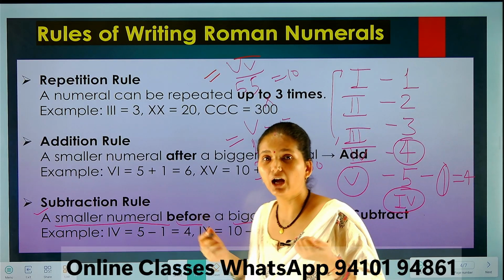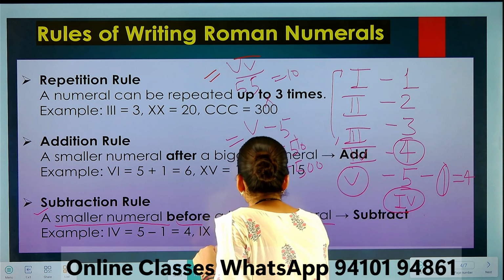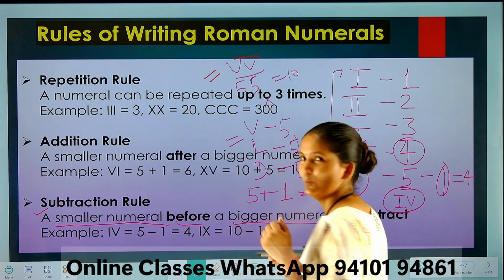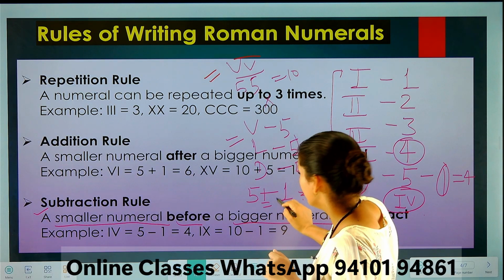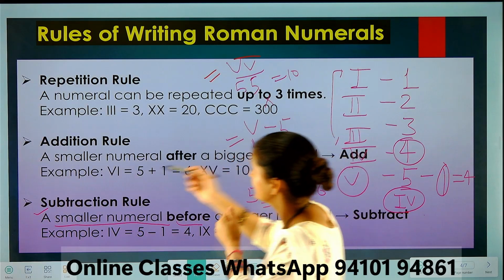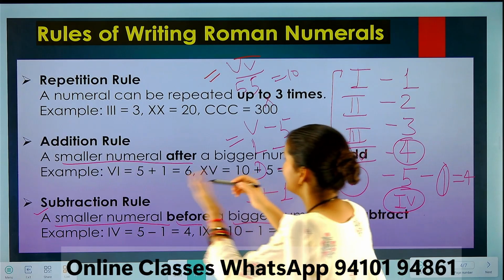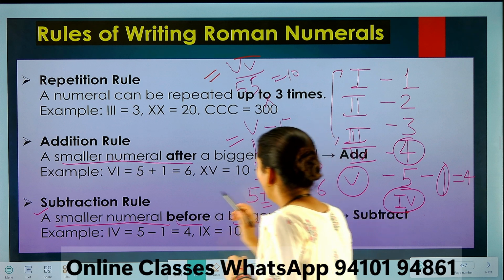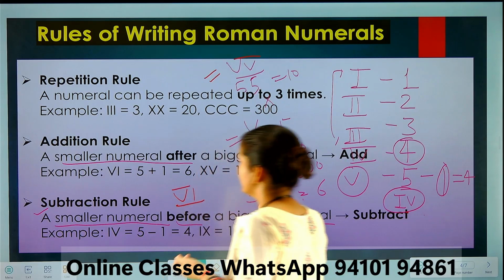So how will we form 6 now? Easy. When we add 1 to 5, 5 plus 1 is equal to 6. Right? So here we are using addition, so we use the addition rule. What is the addition rule? It is opposite to subtraction: a smaller numeral after, a bigger numeral before. The bigger numeral is 5 here. How will we write 5? V. And then 1. How will we write 1? I. So this is 6.